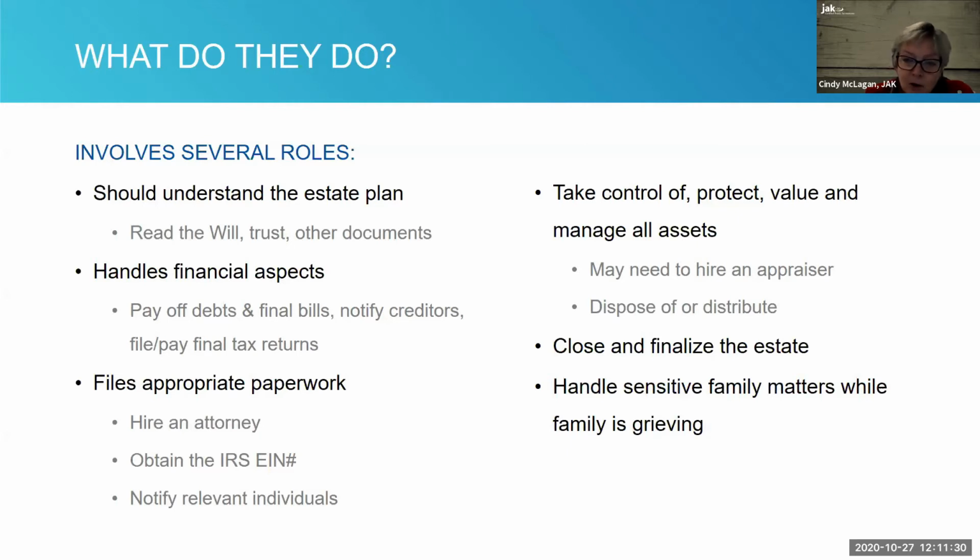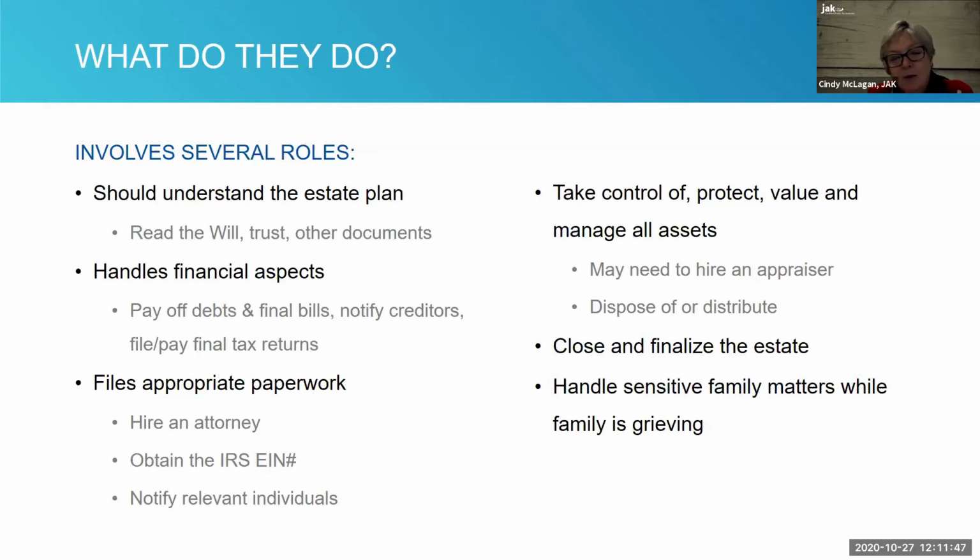They're also required to close and finalize the estate. They need to talk to an accountant or someone to make sure that they've prepared all the proper tax returns, that they've notified the proper people, and that they've paid any taxes due.